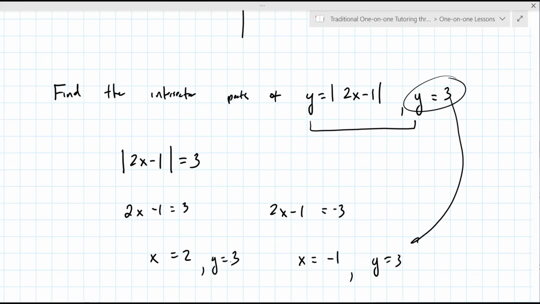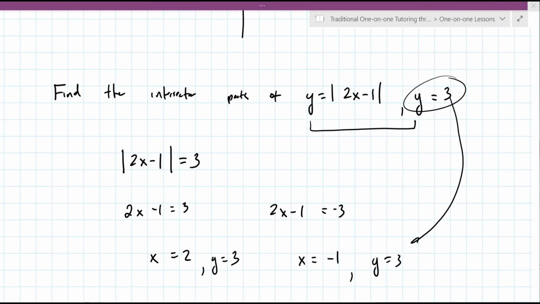All right. And then if they're asking for the x and y value, I already know what the y value is. Yes. Okay. So in a way, it's kind of like the parent functions. Yeah, yeah.